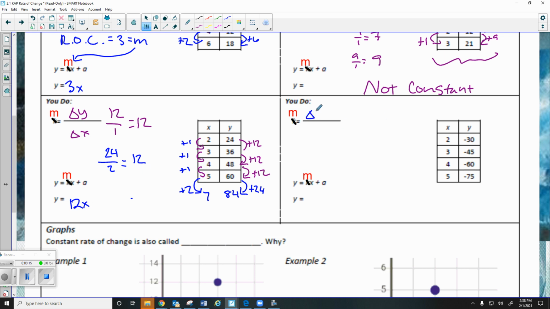Over here, change in y, change in x. Ooh, got to be tricky. It's getting more negative, so they are actually subtracting 15. Minus 15, minus 15. And this is why we had that warm-up, because we want to be comfortable. This one is adding, each one is adding 1.